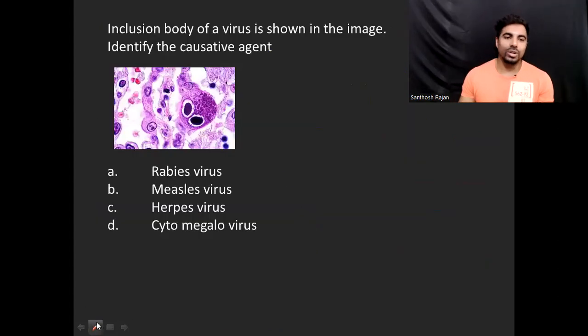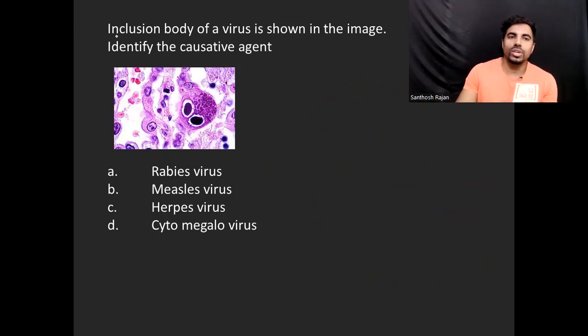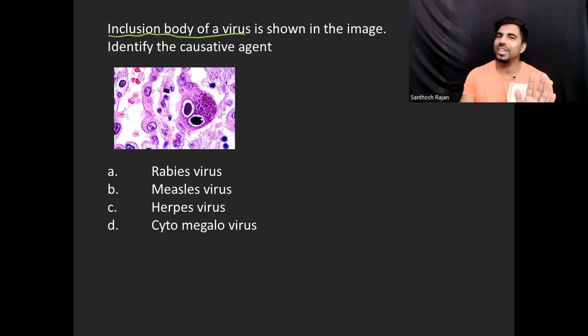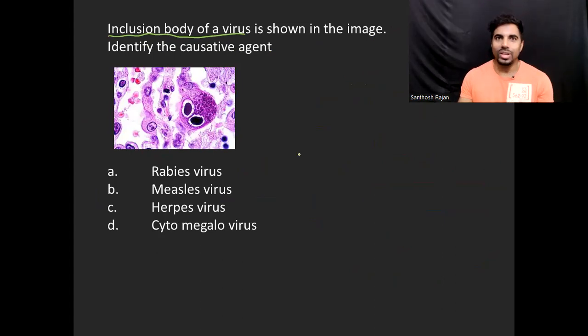Now, inclusion bodies. What is this beautiful one? Inclusion body of the virus shown in the image, so identify it. You must know. Students who are familiar, they know. How does it look? It looks like an owl. I don't know the Hindi name, but it's an owl. I know owl. So it looks like this.